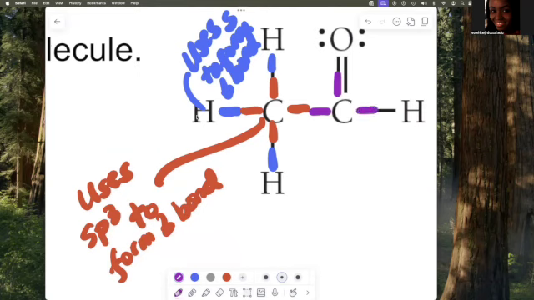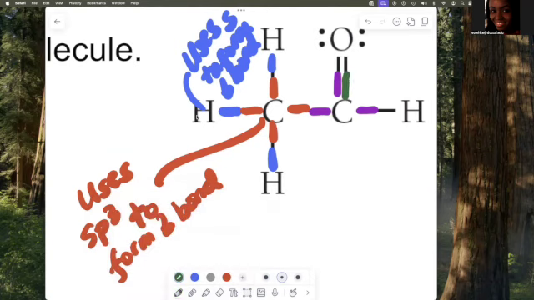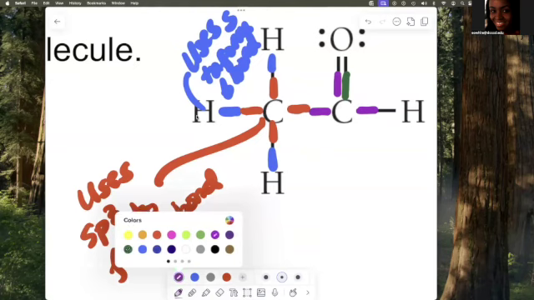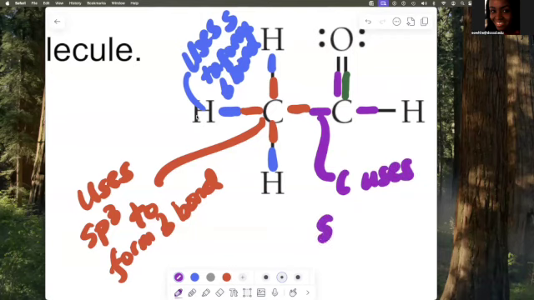Then it goes back and forms a second bond. Let's give it a different color. Green. This is going to be the pi bond. Going back to the color purple, this carbon here is using hybrid orbitals to form sigma bonds. I see 3 groups, 1, 2, 3 purples. So since it's 3 groups, carbon uses sp2 to form sigma bonds.